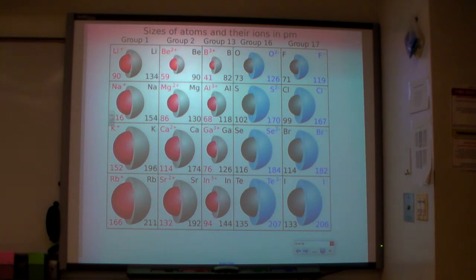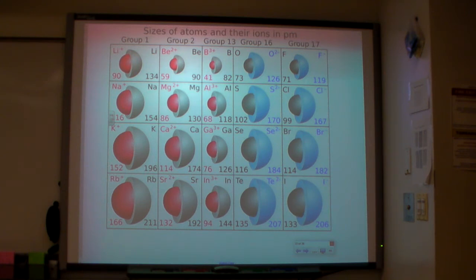Very first box, we've got Li+. What's the size of Li+ going to be, in picometers? 90. Okay. What can you tell me about lithium as an atom? In the same exact box where you see the lithium plus at 90, the other half of it is lithium as an atom, which ends up being 134.